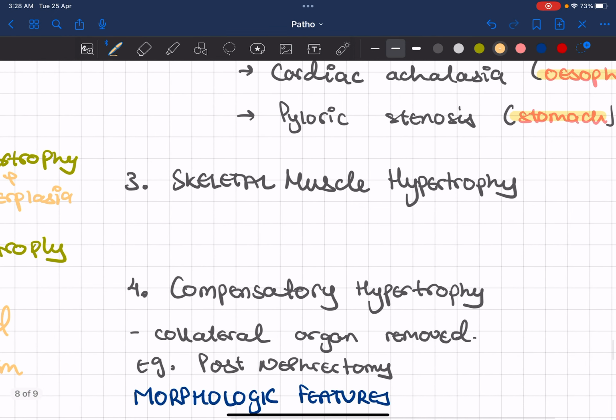Then we come to skeletal muscle hypertrophy. Skeletal muscle hypertrophy is usually more commonly seen in athletes and manual labor. Have you seen athletes like Usain Bolt who have massive, large legs, or the manual laborer who picks up stones and things? Why do they have such big muscles? It's because they have used them continuously and developed them over time, even to great extents. That's why their muscles have hypertrophied.